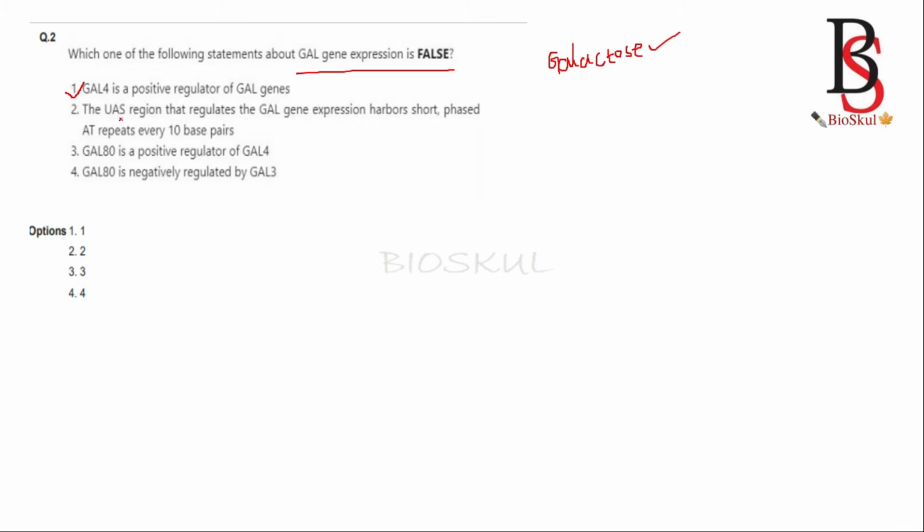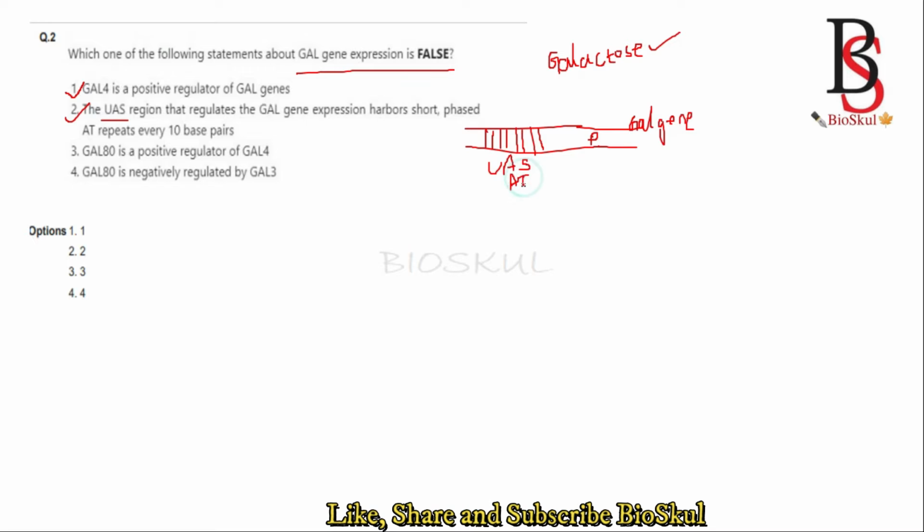The upstream activating sequence, that is UAS region, that regulates the GAL gene expression harbors short-phased AT repeats every 10 base pairs. Yes, the upstream activating sequence. And this one is the promoter and the GAL gene. So the upstream activating sequence, the UAS, is adenine and thymine, AT rich.